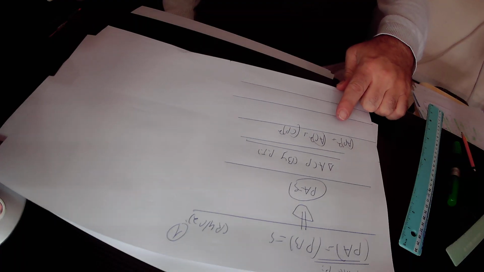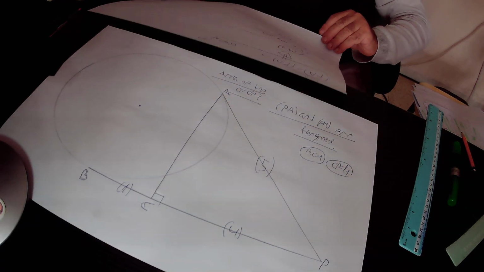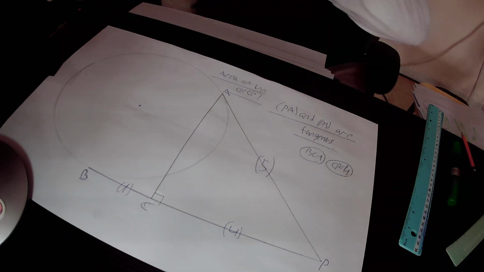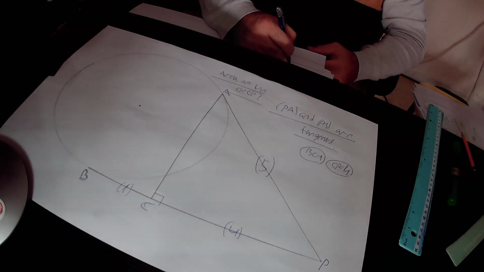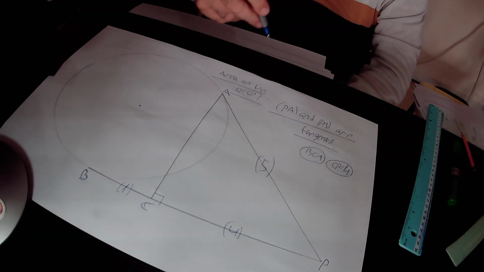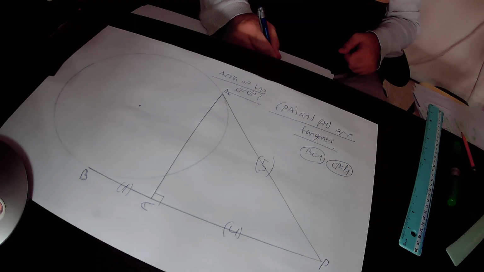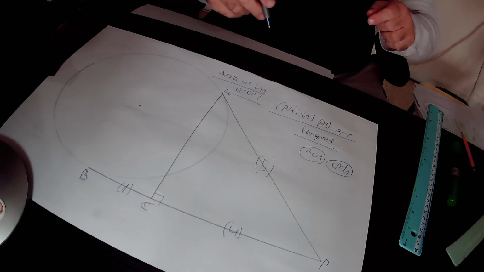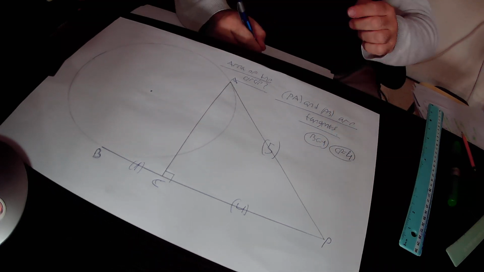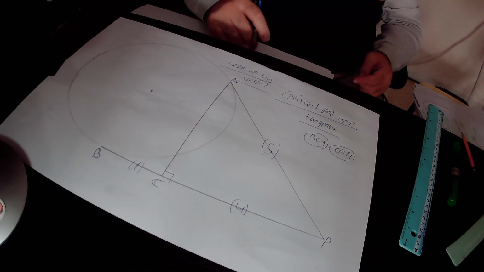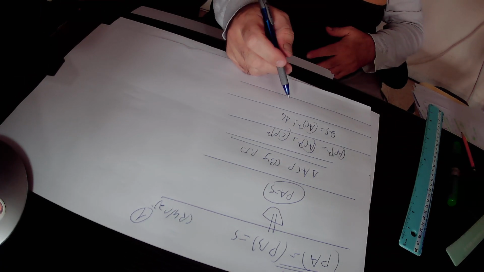AP squared, that is the square of the hypotenuse, equals AC squared plus CP squared. AP equals 5, and therefore AP squared is 5 squared, that is 25. And it equals AC squared plus CP squared. AC is the missing side, so we leave it as it is. CP is 4, therefore CP squared is 4 squared, which is 16. So in total, we have 25 equals AC squared plus 16.